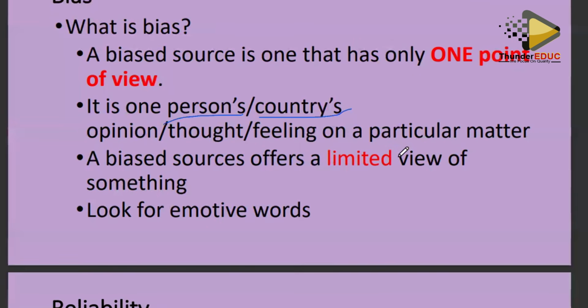Right. So a source is also biased if it offers a limited view of something. We know well that there should be information which should be provided because of us being in a position to have studied history. We know what happened. So if a source is providing limited information about a particular historical event, we can also guarantee that source is biased. And also, if a source is too negative or too positive, it's also biased.